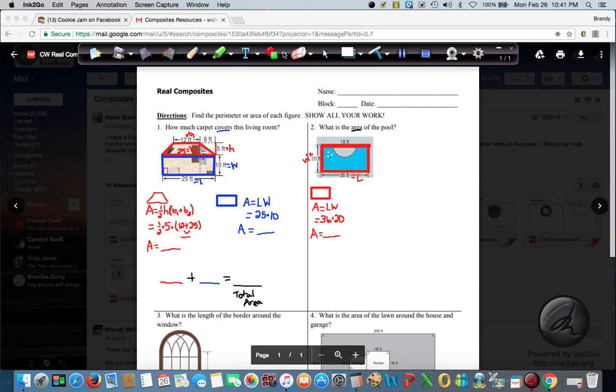To find this semicircle, this part that's not part of the pool, let me go back and switch it to line. Hang on. There we go. So you see the semicircle here?